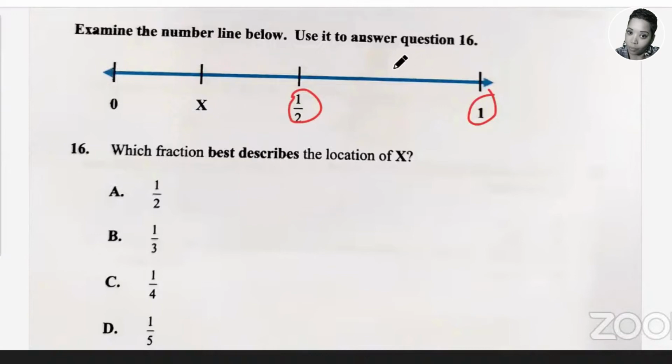Okay, so if we were to do the different parts based on the fractions, then if we divide 1 whole into 4 parts, the first part would be 1/4. So each part would be 1/4, so this would be 1/4 right here. So the first division, since we have 4 divisions there, would be 1/4, okay? So the answer is C, 1/4.